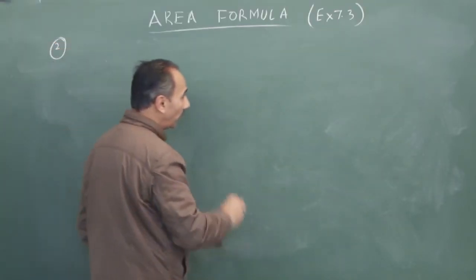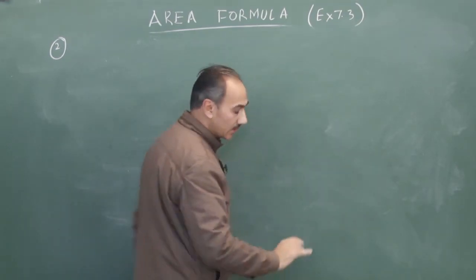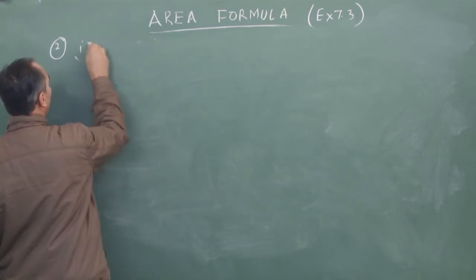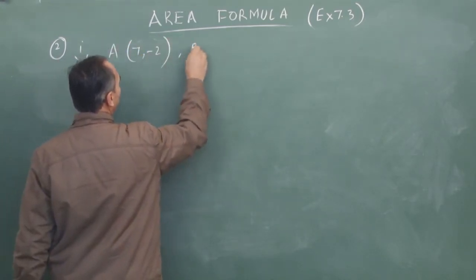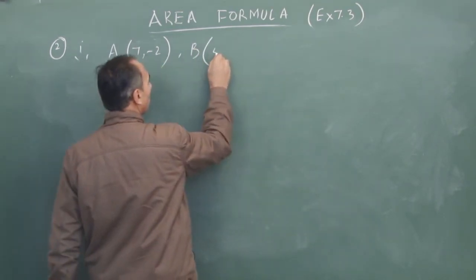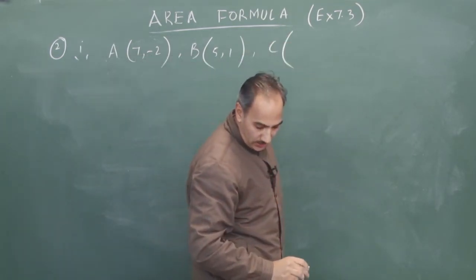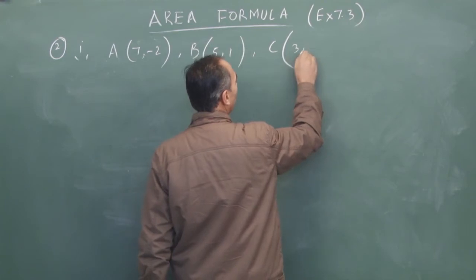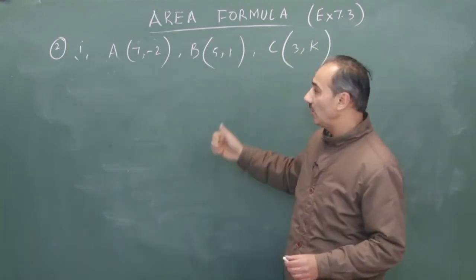Question 2 of exercise 7.3. Let's take part 1. Coordinates of A are 7, minus 2. Coordinates of B are 5, 1. And coordinates of C are 3, k. Now, you have to find the value of k.